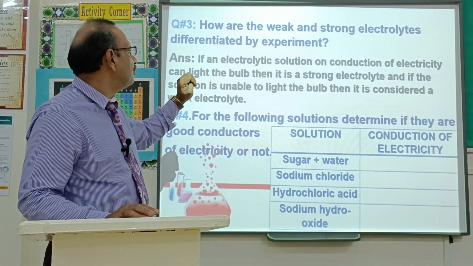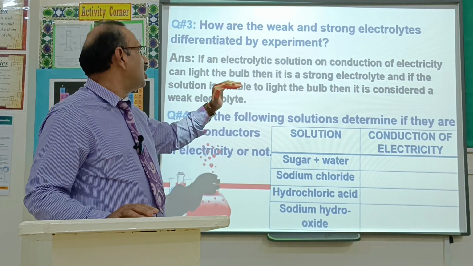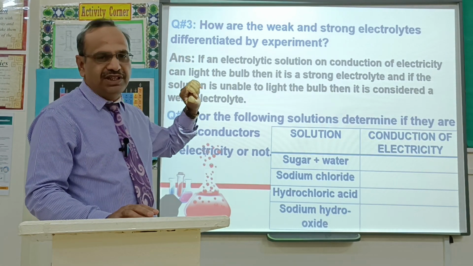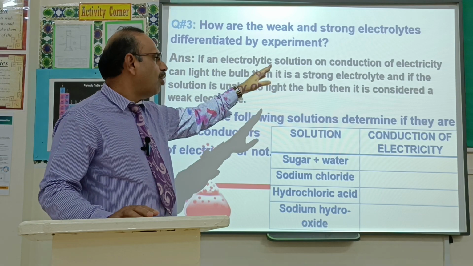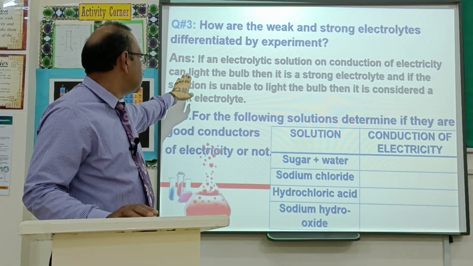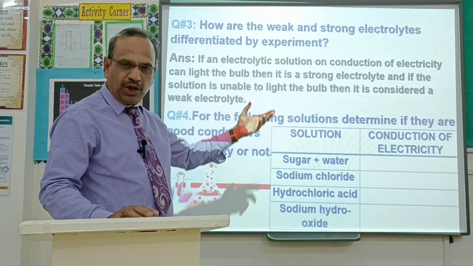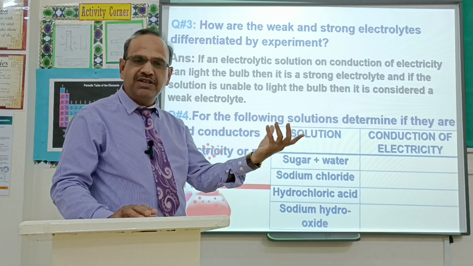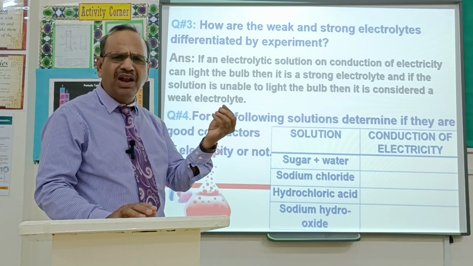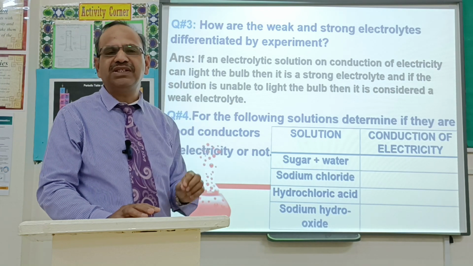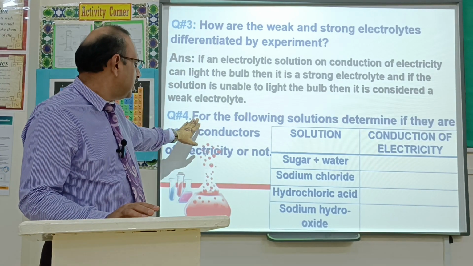More questions can be: how are weak and strong electrolytes differentiated by this experiment? If an electrolyte solution conducts electricity and lights the bulb with a good glow, it means that it is a strong electrolyte. And if it does not glow, or glows only very slightly, it means that it is a weak electrolyte.